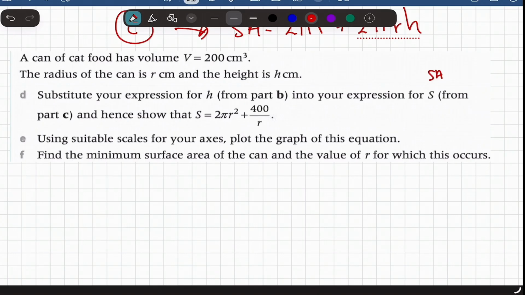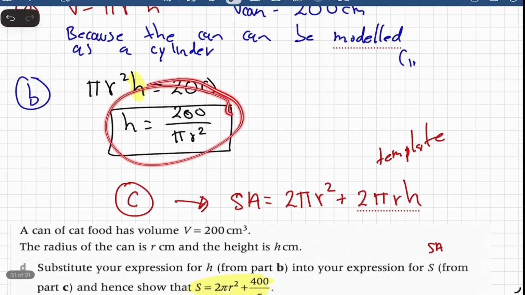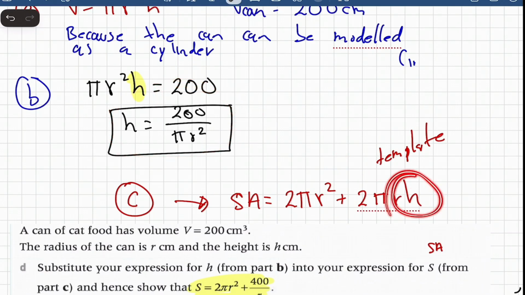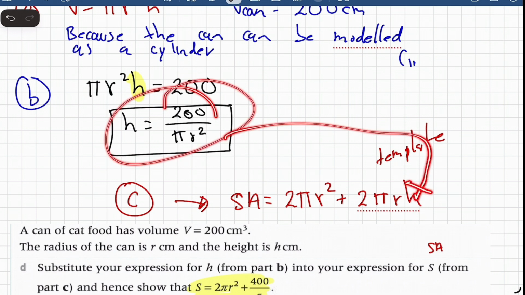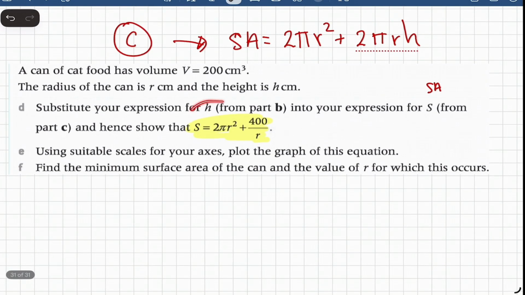SA, because this is surface area, okay? And hence show that the surface area is given by this. So basically, they are giving us the result, okay? But we need to verify that if we take, pay attention, if we take this H and use it here, because this is the height and this is the height, so if we use this expression here inside, we have to have this result.